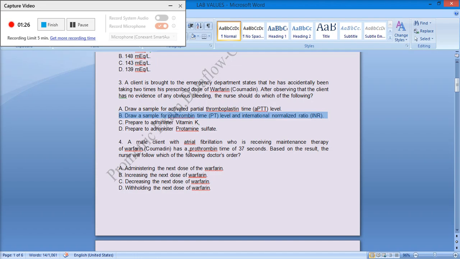A male client with atrial fibrillation who is receiving maintenance therapy of warfarin has a prothrombin time of 37 seconds. Based on the result, the nurse will follow which of the following doctor's orders? A. Administering the next dose of the warfarin. B. Increasing the next dose of warfarin. C. Decreasing the next dose of warfarin. D. Withholding the next dose of warfarin. The correct answer is D. Withholding the next dose of warfarin.